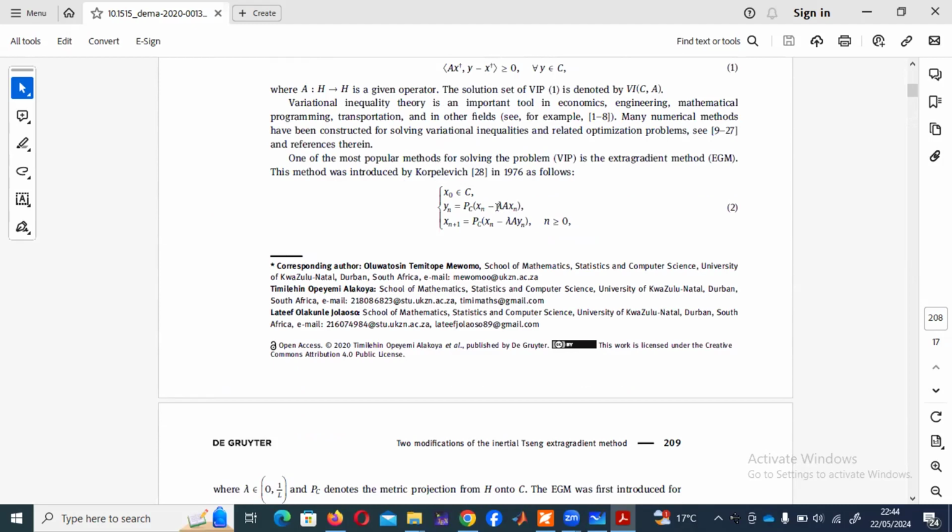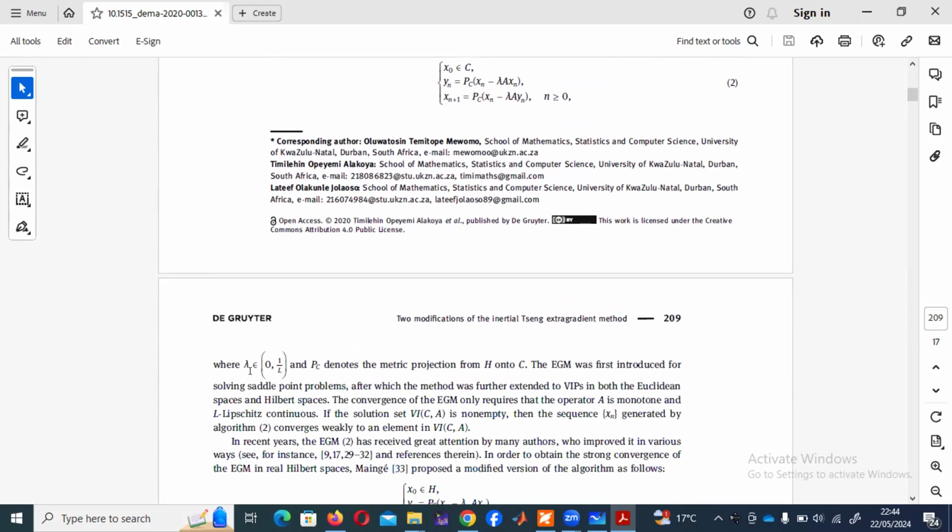The lambda that you're seeing associated here controls the operator A. In the extra gradient method that was given here by Korpelevich, it's just a constant. You see lambda. But how is that lambda selected? The lambda is selected in this open interval, 0 and the reciprocal of the Lipschitz constant of the operator.